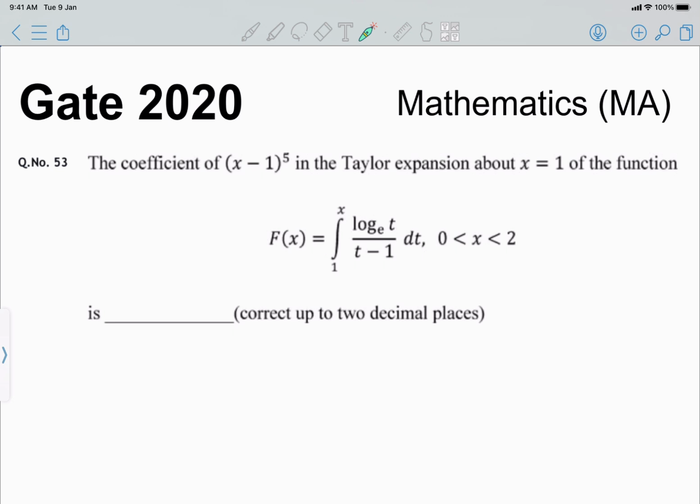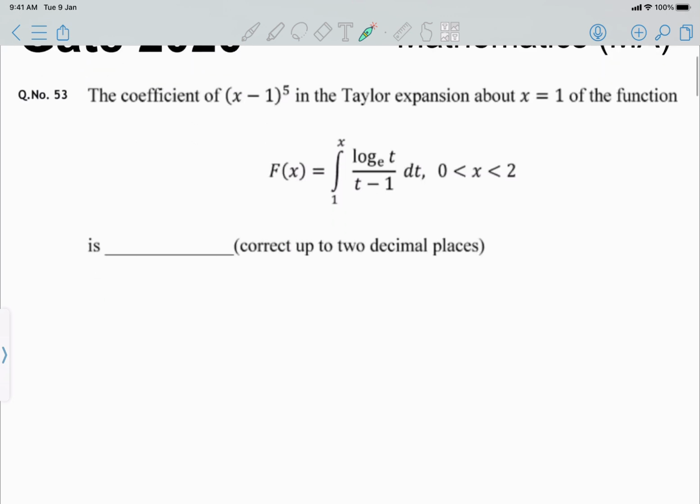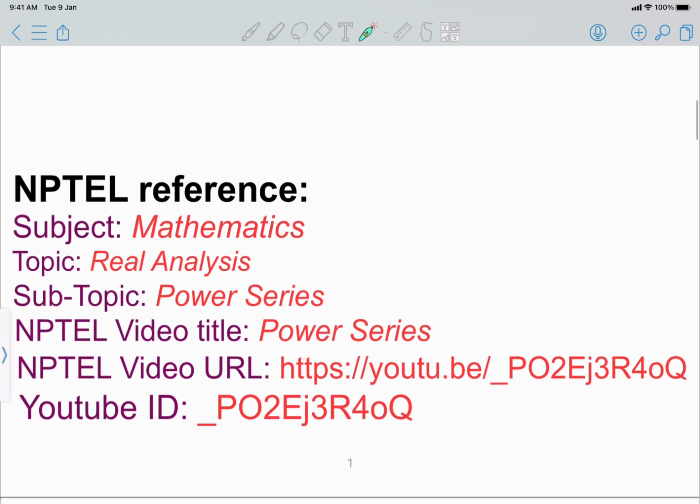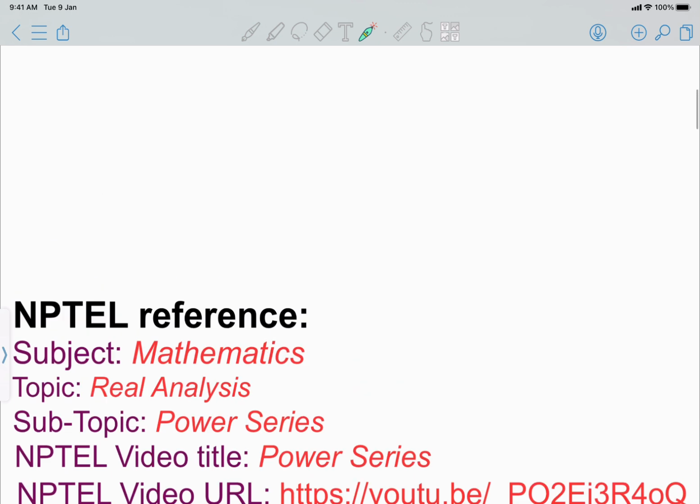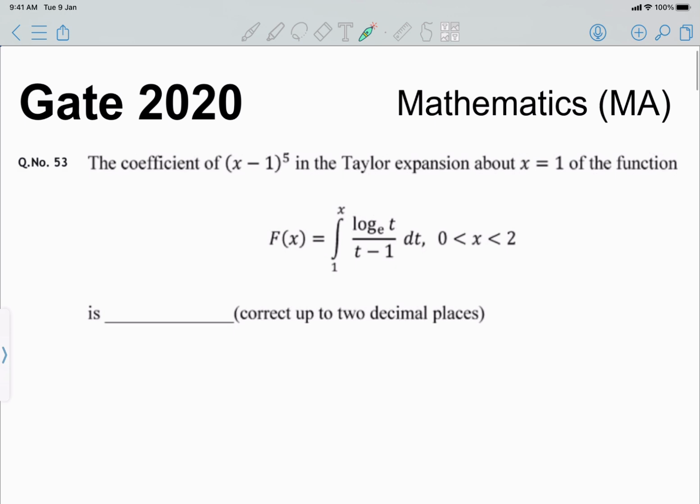So basically we have to write f(x) in terms of its Taylor expansion about the point x equals 1. Okay, so this is the NPTEL reference, this you can check. Okay, let's start.